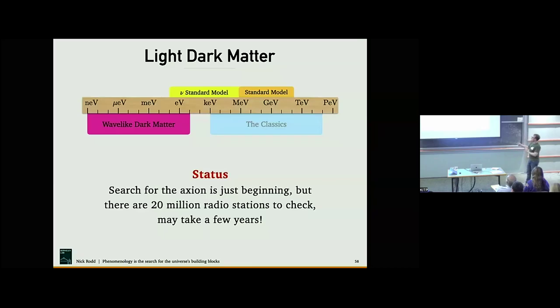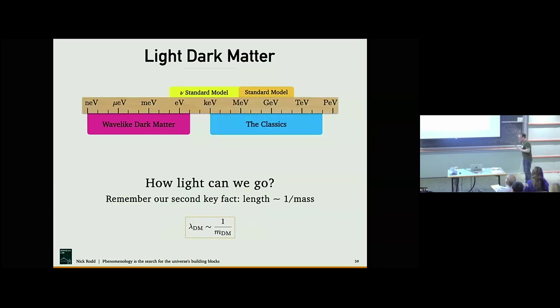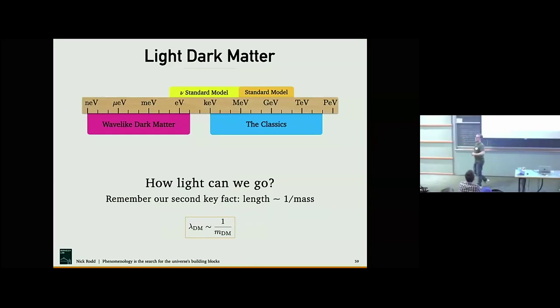Okay, so next, you can see as we went lighter, I just sort of stopped somewhere. Technically, I stopped at a nano eV, which is 10 to the minus 9 electron volts. But you can ask the question, why did I stop there? Could I just keep pushing and pushing and pushing? What's the lightest that dark matter could be? I mean, could it be essentially all the way to the massless limit? Well, we know actually that that's not the case.